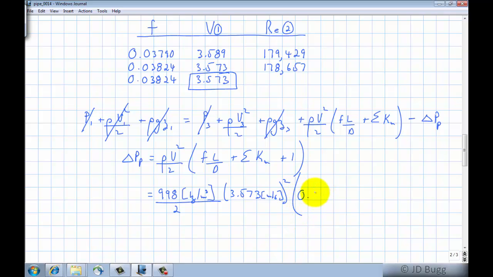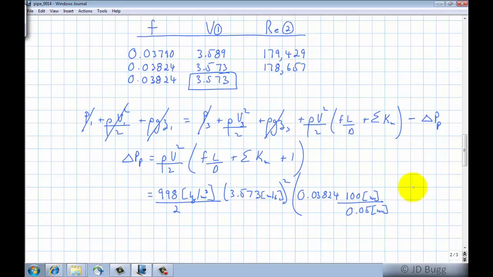Friction factor 0.03824. And our length of pipe, remember now we have all 100 meters of pipe because we're considering the entire system. Diameter is still 0.05 meters.